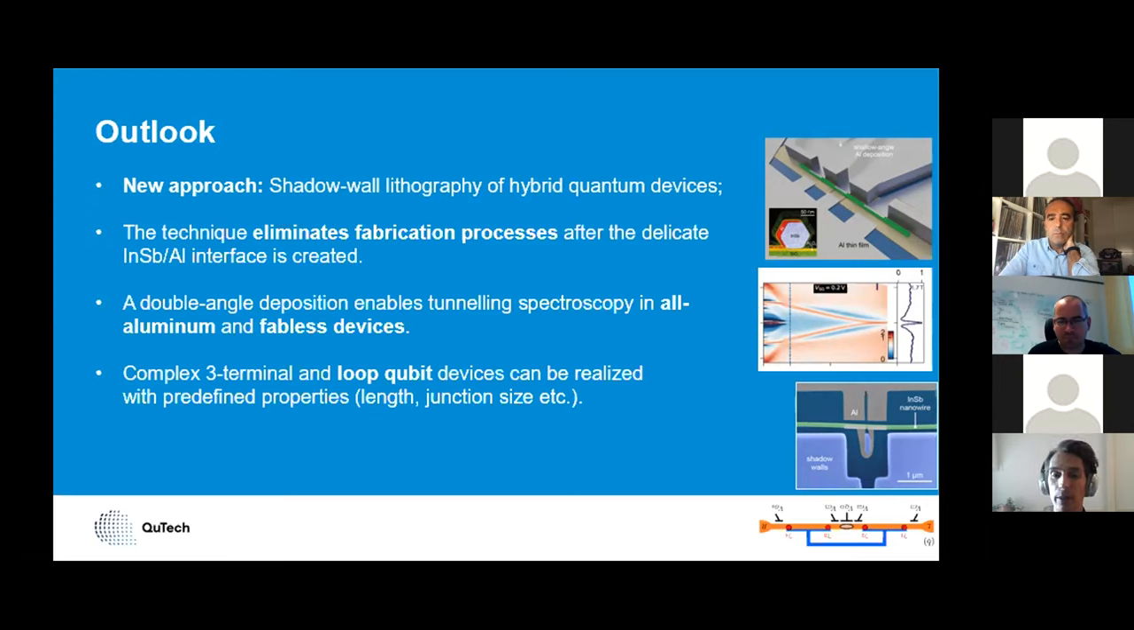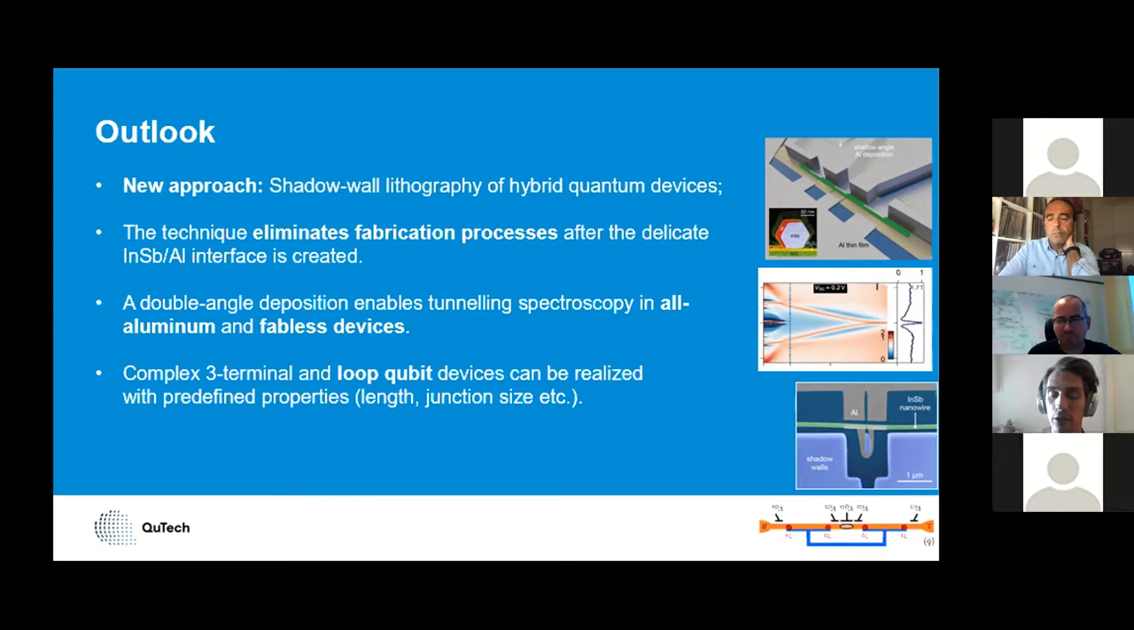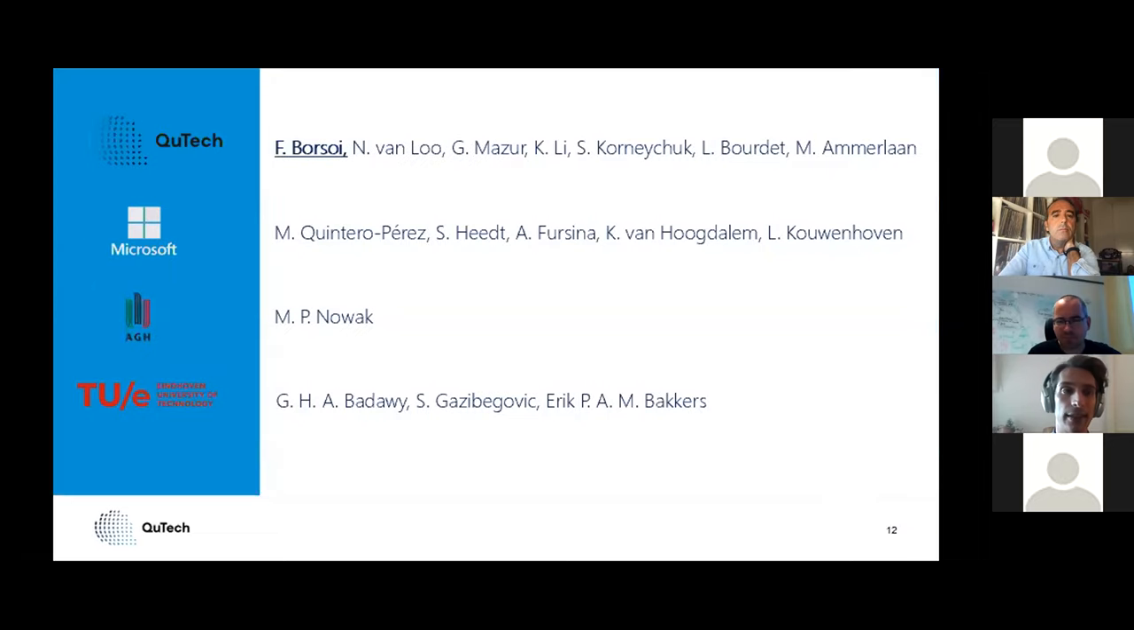But it also allows the formation of a primitive qubit, the so-called loop qubit, with predefined properties. So we can easily tune the length of the junction. The length of the Majorana segments in the previous slides can also be easily tuned by adjusting the shadow wall length by lithography. With this, I want to conclude, and thanks to the organizers of this conference, but also to my collaborators in Delft, at Microsoft, in Eindhoven and also in Poland. So thanks very much, and my talk is finished.